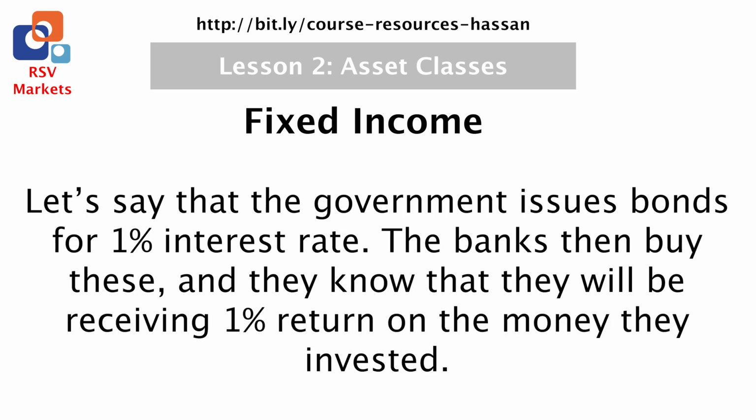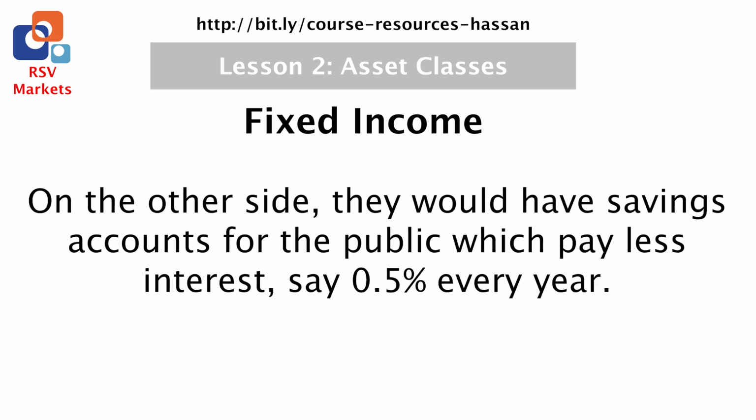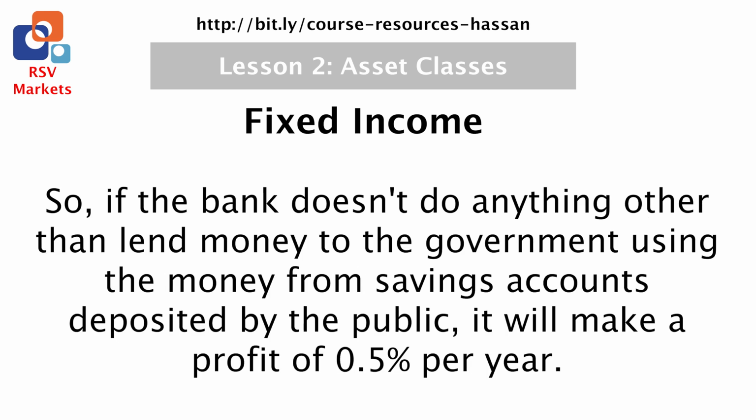Let's say that the government issues bonds for 1% interest rate. The banks then buy these and they know that they will be receiving 1% return on the money they invested. On the other side, they would have savings accounts for the public which pay less interest, say 0.5% every year. So if the bank doesn't do anything other than lend the money to the government using the money from savings account deposited by the public, it will make a profit of 0.5% per year.